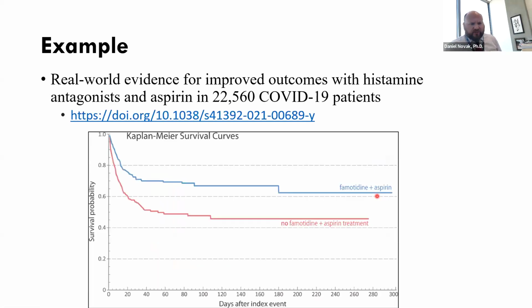Here's a real world example of famotidine and aspirin for COVID-19 outcomes versus no famotidine and aspirin. And you can see that the aspirin and famotidine group did a lot better. A lot fewer people developed these COVID-19 severe outcomes than the people who didn't get it. So that could indicate that. And especially you can see the steep drop. So in the first 40 days or so, those outcomes, it really helped to prevent those outcomes. And then it trails off. There's not a lot of new cases afterwards out to 300 days.